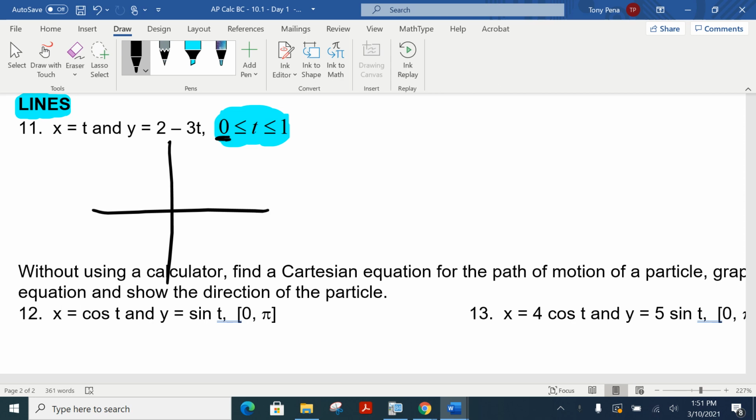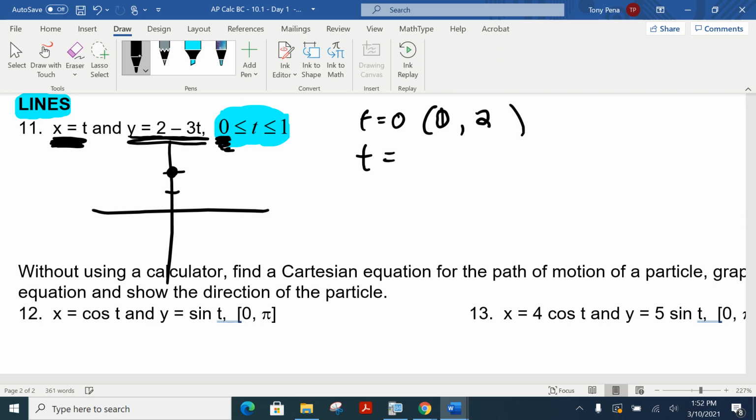Think about what would happen at the time of 0. Well, at the time of 0, if I plug it into this equation, wouldn't I have an x position of 0? And then if I took the time of 0 and plugged it into this equation, wouldn't I just get 2 minus 0, which is 2? So the initial point to this guy, at the time of 0, we would be at this point 0, 2.